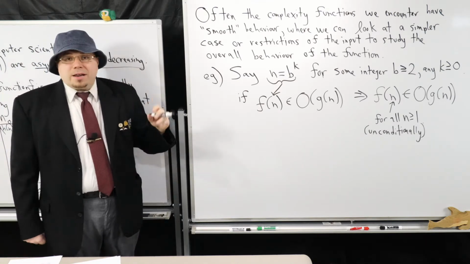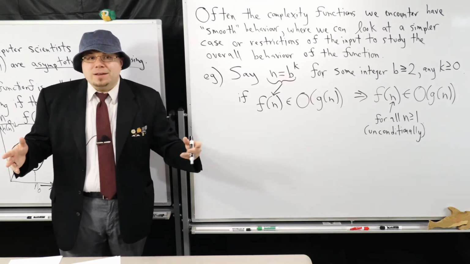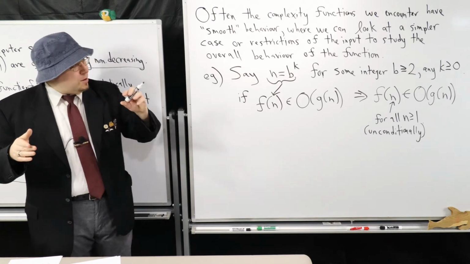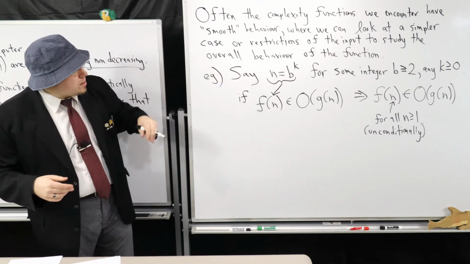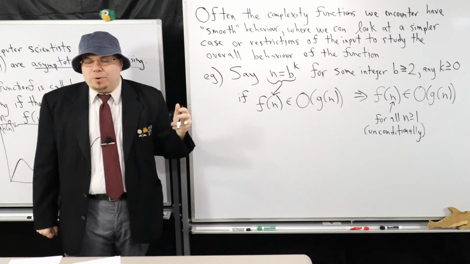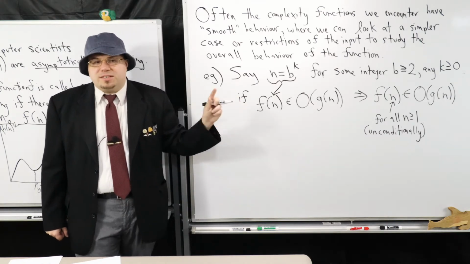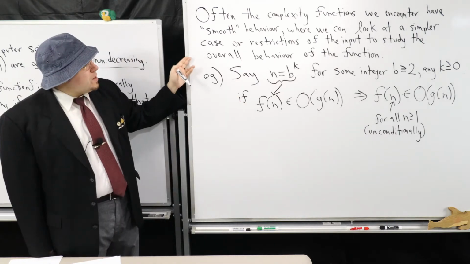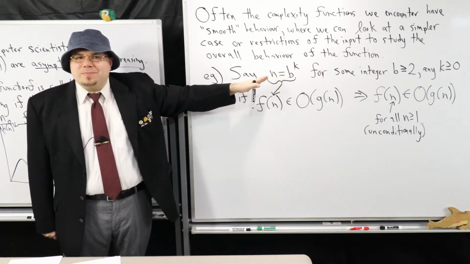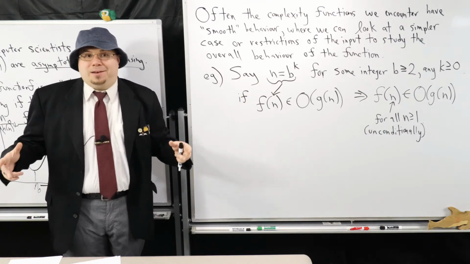I mean it when I'm able to restrict the inputs to some subset of values such that I'm still talking about the entire domain. So for example, when n is equal to some power of b. If b was 2, then we're talking about when n is a power of 2, like 1, 2, 4, 8, 16, 32, 64. What I want to do is look at simpler cases like this, but still make general statements about its overall behavior for any n.